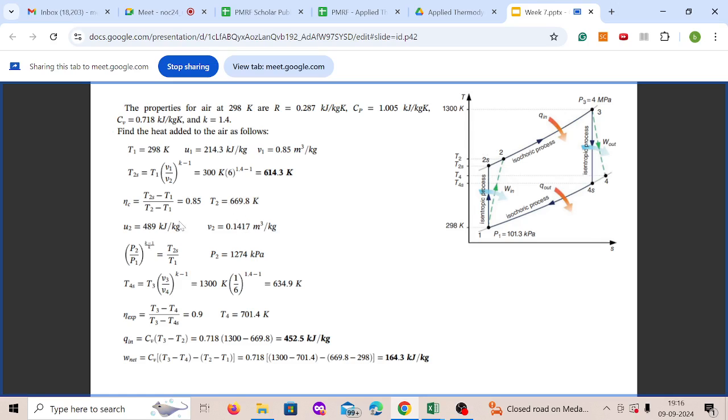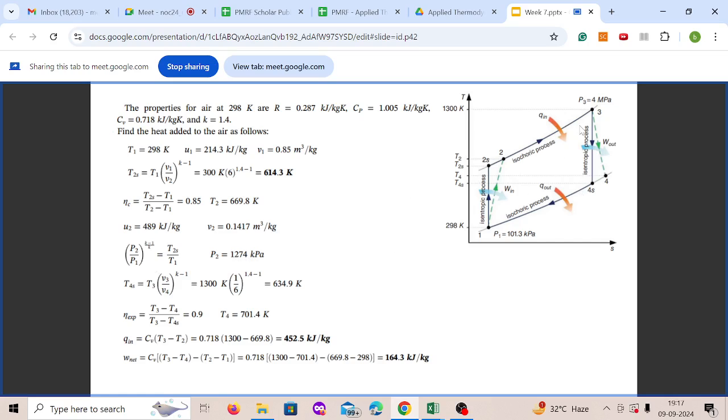So corresponding to this temperature and the specific volume V2, which is 6 times V1, here U2 will be 489 kilojoule per kg, and we can find out pressure at state 2. So P2 by P1 raised to power gamma minus 1 by gamma is T2s by T1. So P2 will be 1274 kilopascal.